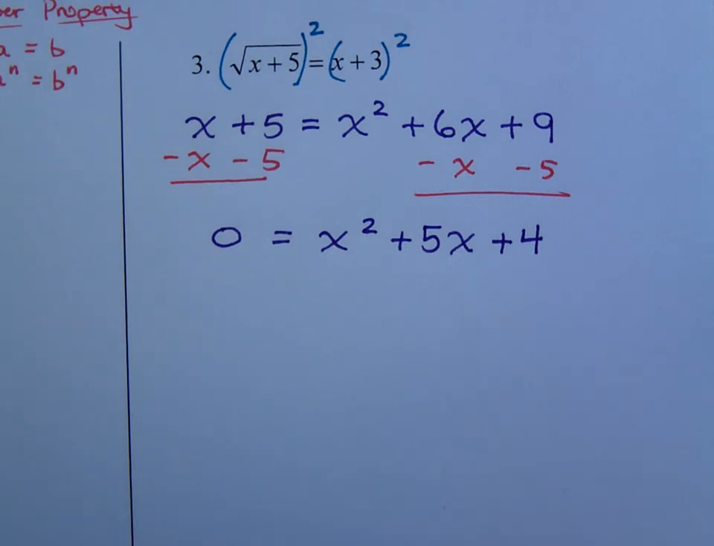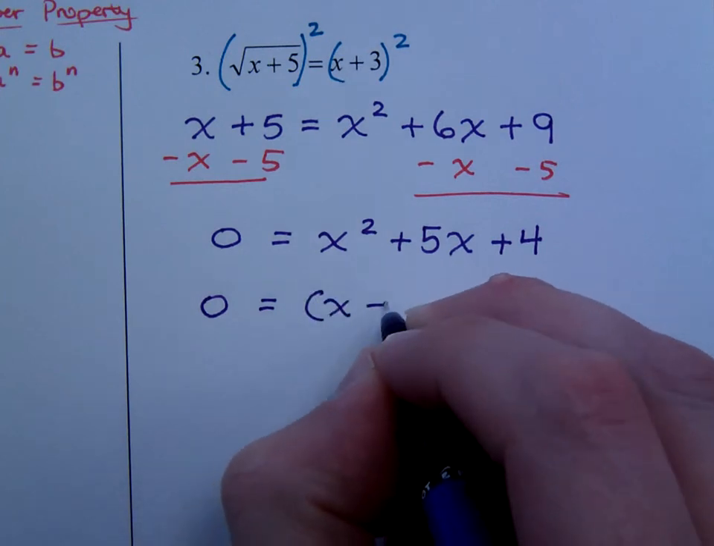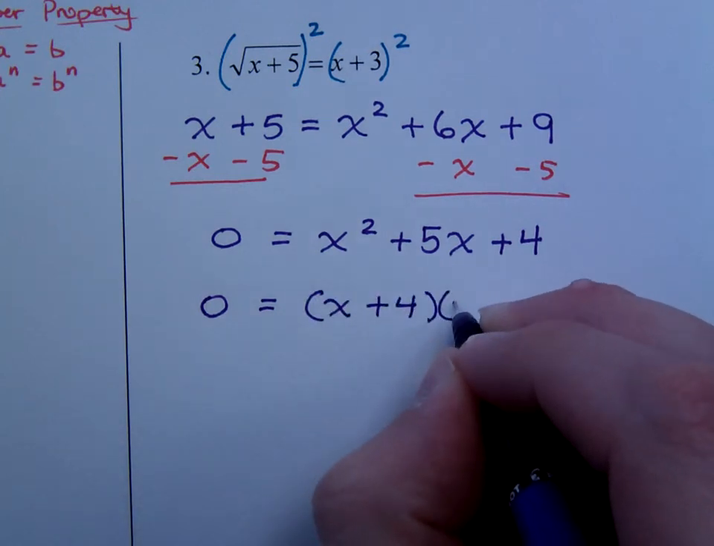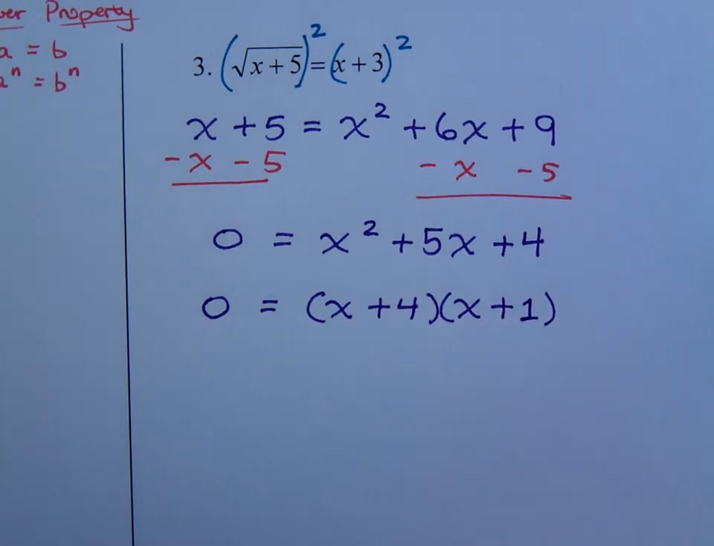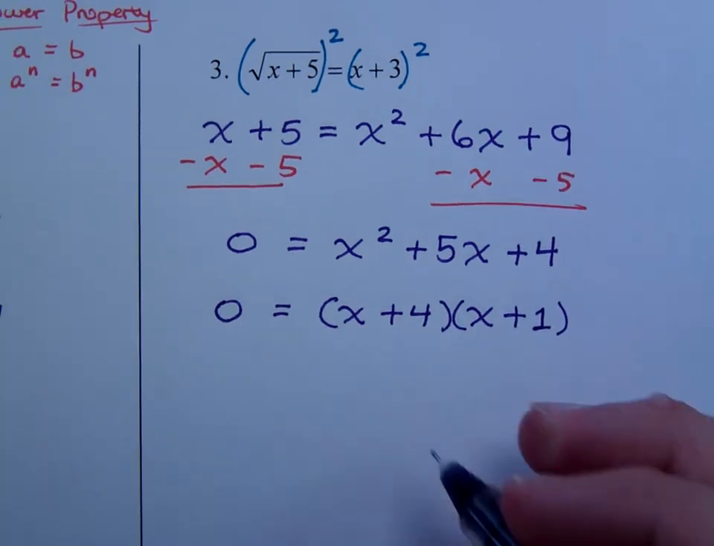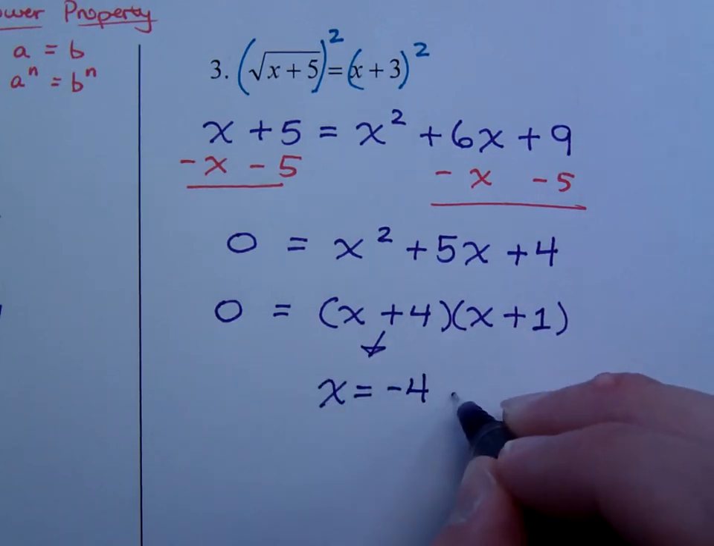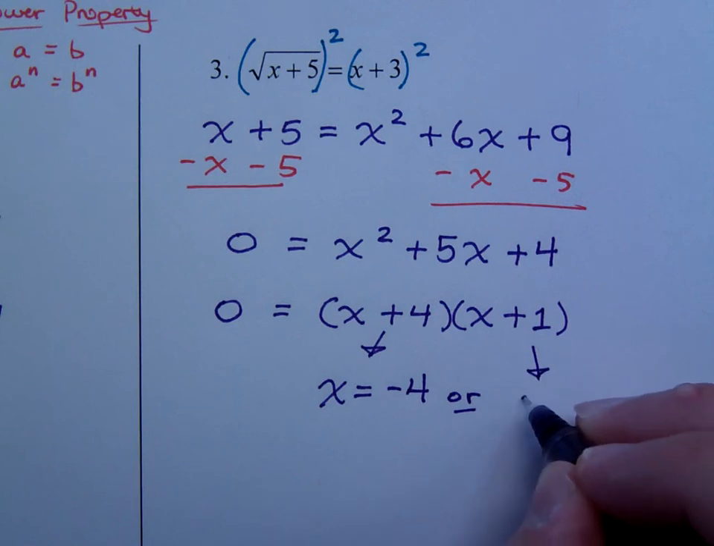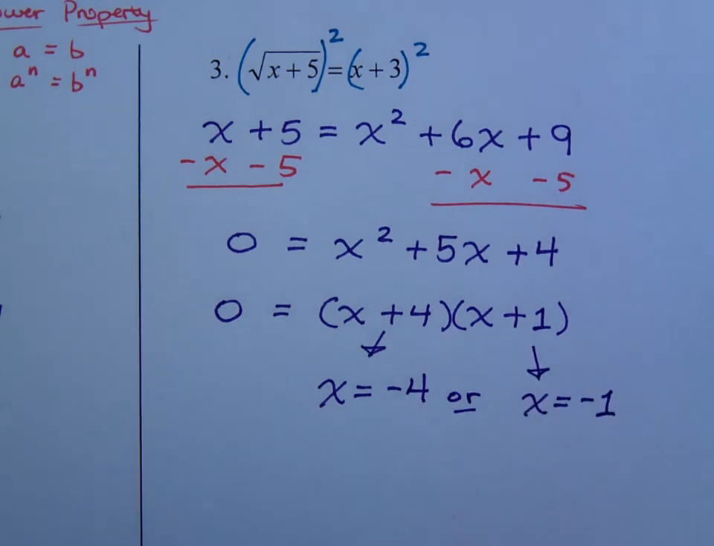Should be able to solve this guy by factoring. And he factors as x plus 4 times x plus 1. Using the zero factor theorem, yields solutions of -4 or -1. But you have to make sure that you check these.